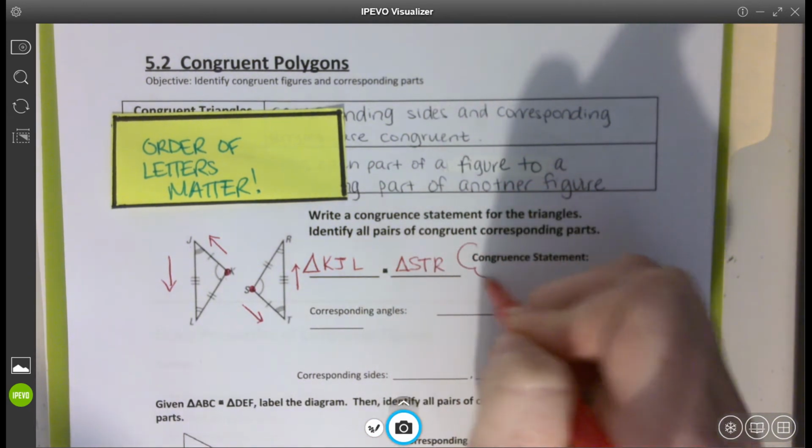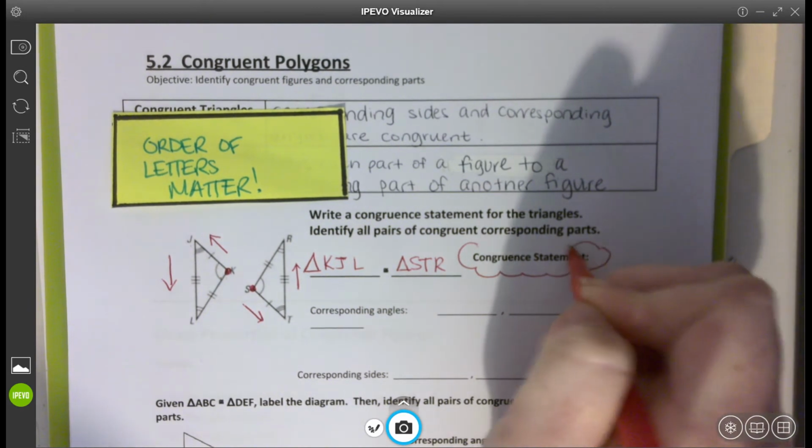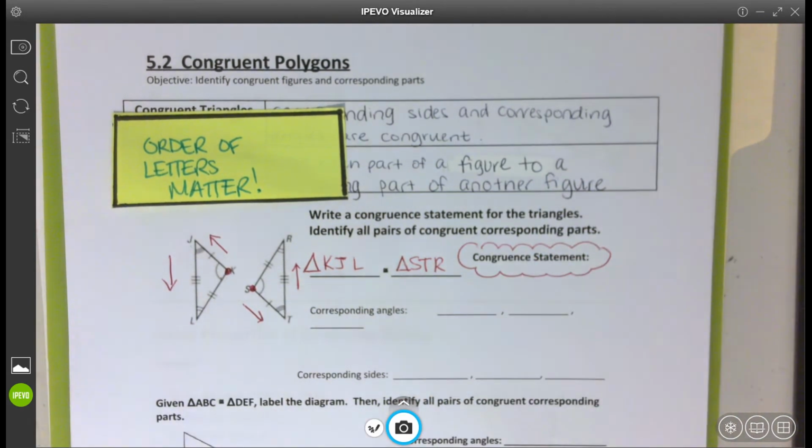Again, this is called a congruency statement. Super important to know what that is called because you'll be asked to write them. And also they're going to be given to you so you have information provided from those statements. All right, so now it says to list the corresponding angles. So we're going to look for curve markings.